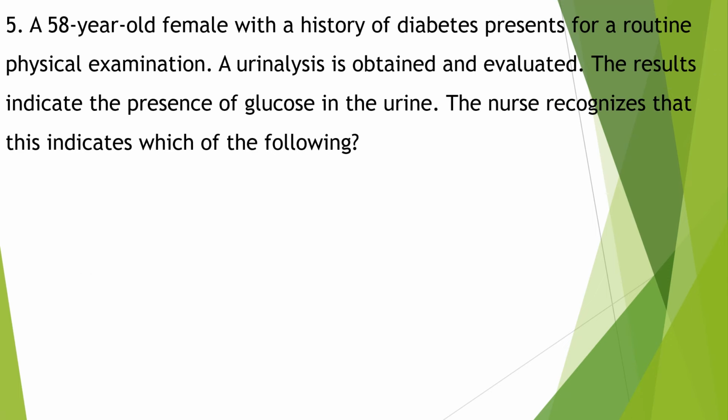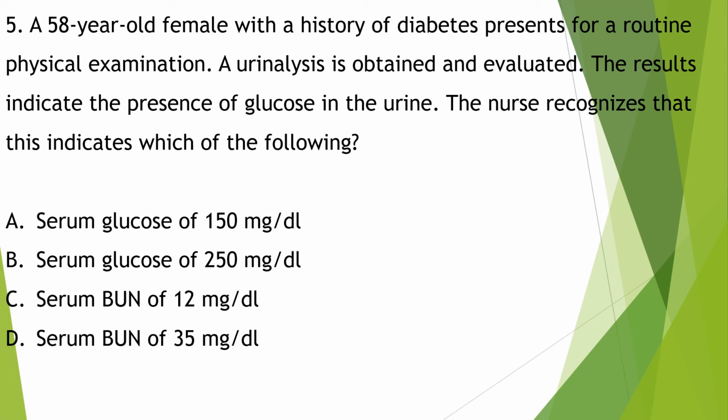A 58-year-old female with a history of diabetes presents for a routine physical examination. A urinalysis is obtained and evaluated. The result indicates the presence of glucose in the urine. The nurse recognizes that this indicates which of the following: serum glucose of 150 mg per dL, serum glucose of 250 mg per dL, serum blood urea nitrogen of 12 mg per dL, serum blood urea nitrogen of 35 mg per dL?